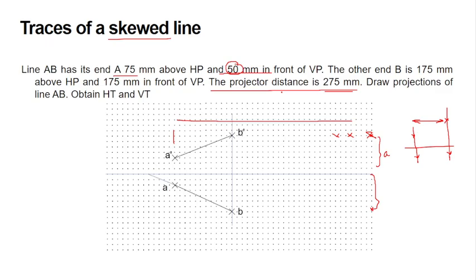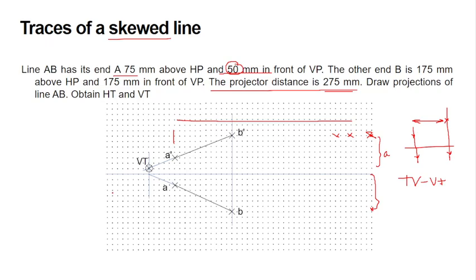Extend the top view. So we are extending the top view, so we are going to get VT. Okay. Extend the top view till XY line. Draw the vertical from here. Then other view will cut this extension. Correct. So we are going to get VT here.